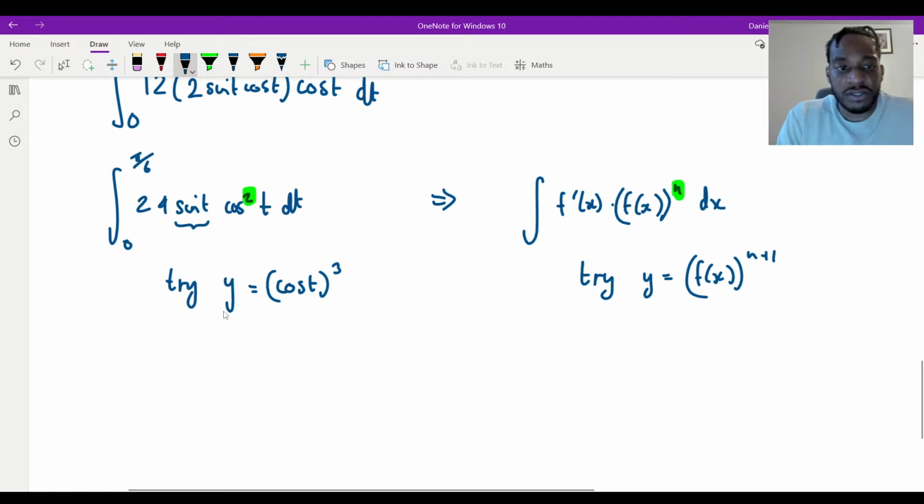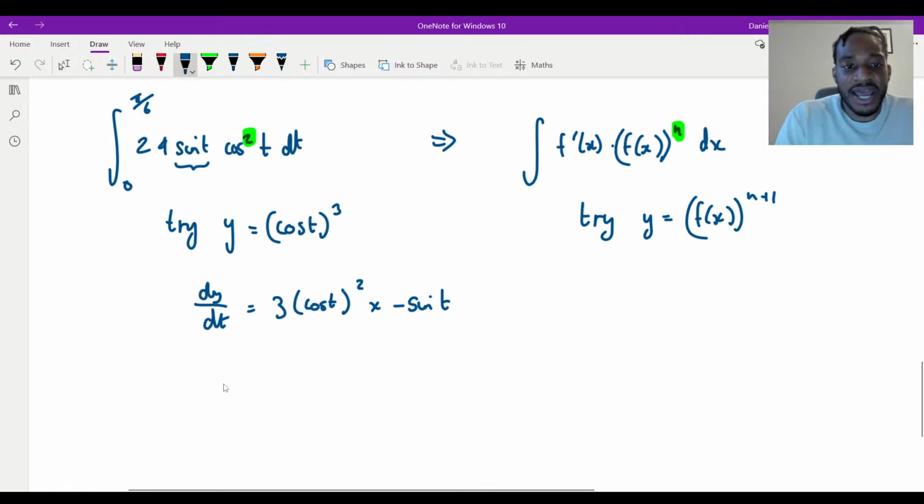You're going to differentiate this. If I differentiate this, it's going to be dy over dt. This is a chain rule problem. 3 is going to drop to the front. It's going to be cos t. I'm going to take 1 away from the power, so 2. And then I'm going to times by the derivative of what's inside here, and that's going to be minus sine t, like that.